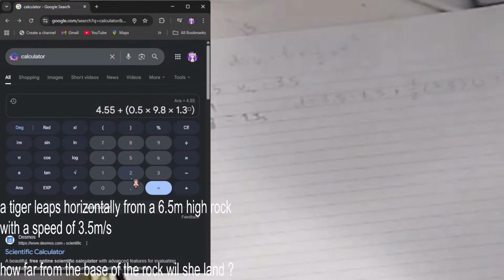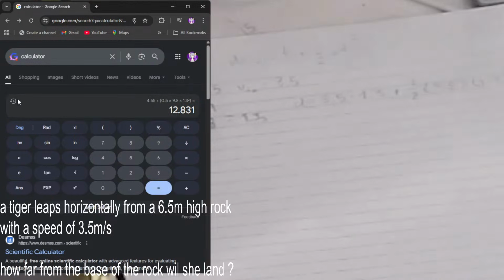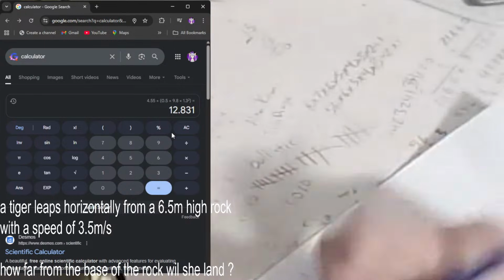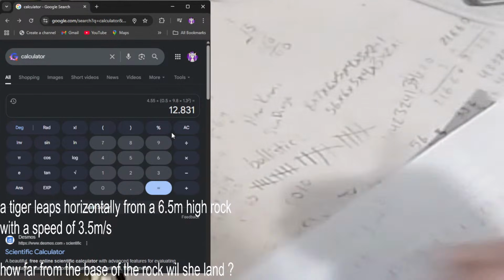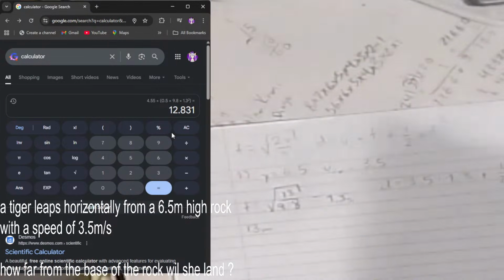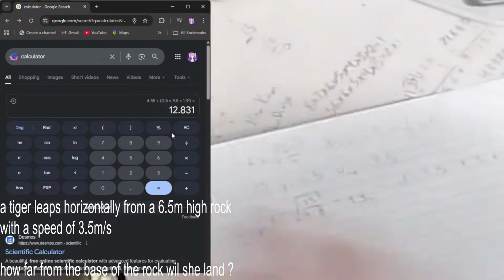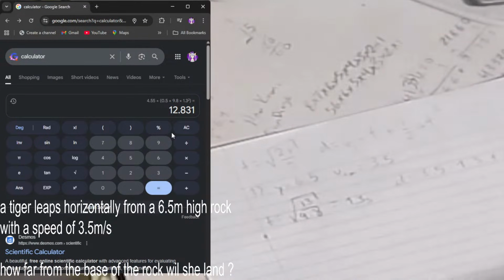Well, I think these are just the same thing. 12.8. Is that right? This is equal to 13, so I'll just say 13 meters. The answer's on the back. Let's see what the answer is. 4. Okay, so it's not this. It's supposed to be 4. How did I get 13?